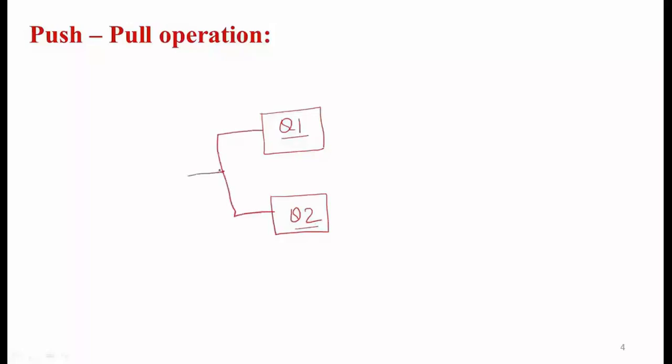So let's understand this push-pull operation. What is the push-pull operation? Let's understand the operation of push-pull amplifier. For full push-pull operation, we need 2 transistors which are acting in the Class B mode. So here we have the transistor Q1 which is acting in the Class B mode. Here also we have the second transistor Q2 which is also acting in the Class B mode. Now we connect the input simultaneously to both of the transistors. So the output from Q1 and output from Q2 is connected to the load.